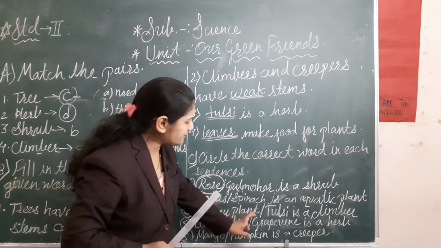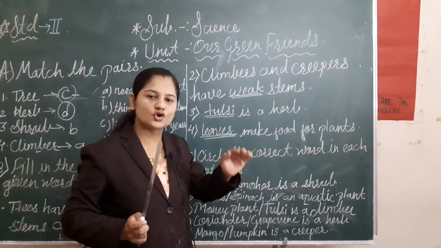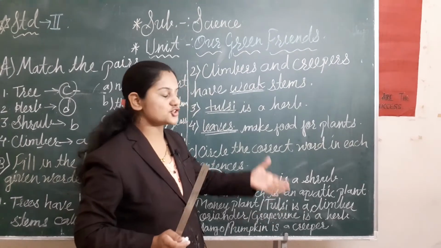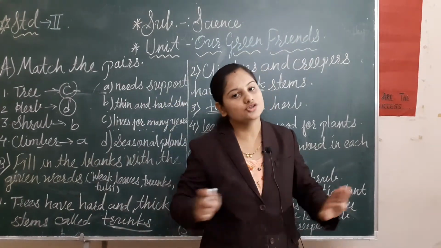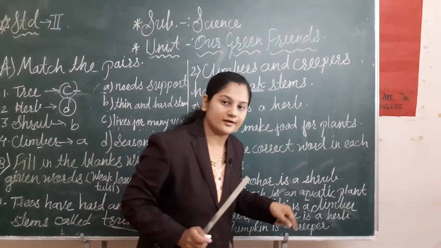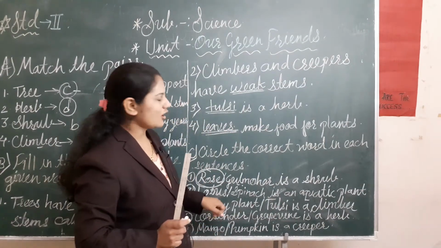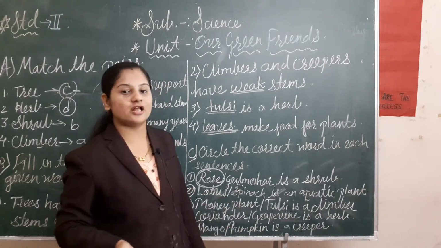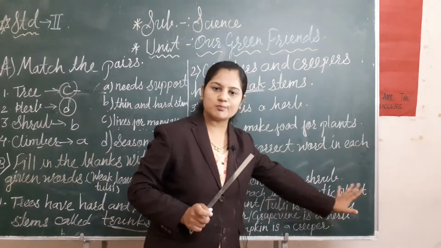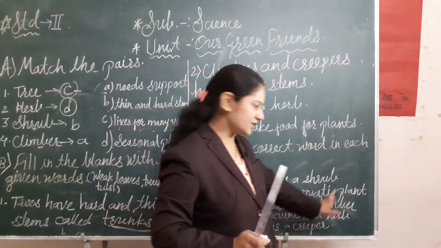Then lotus and spinach is an aquatic plant. Aquatic means the plant which grows under the water, not on the ground, not on the land. So tell me, does spinach grow under the water? No. Lotus, yes, we all know very well about the lotus. That lotus is the aquatic plant. That's why circle the lotus. Lotus is an aquatic plant.